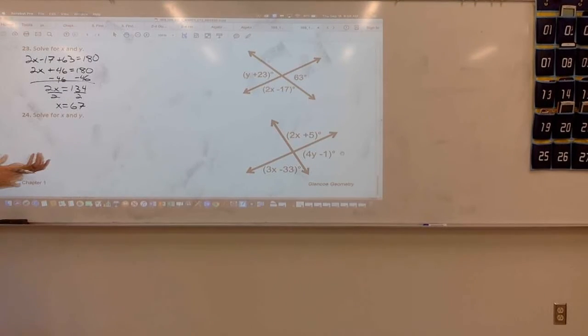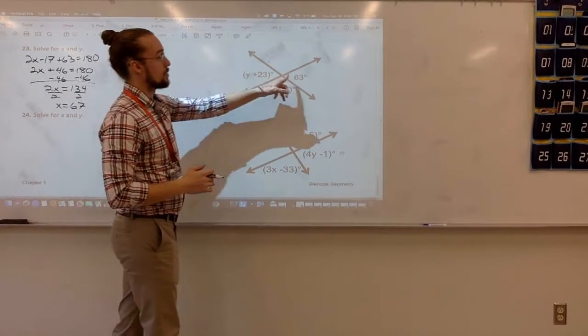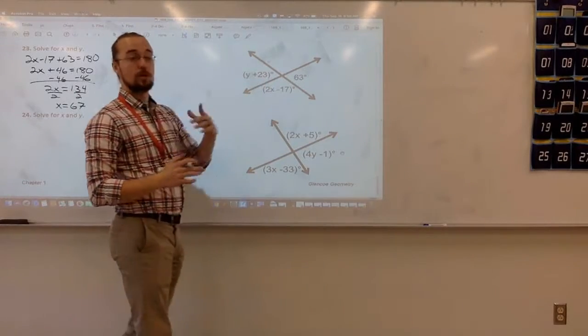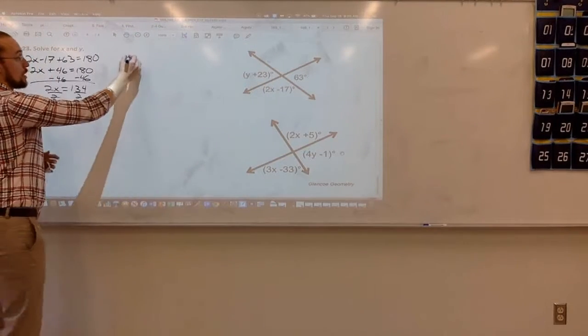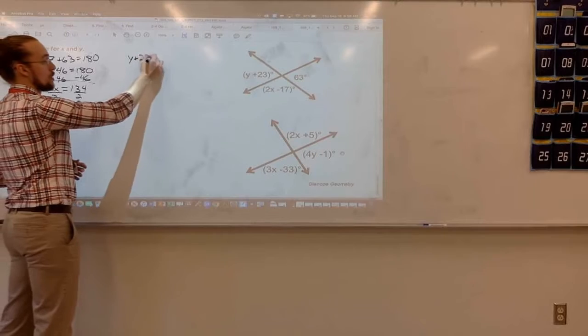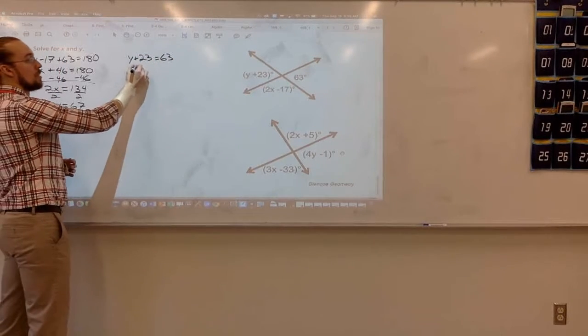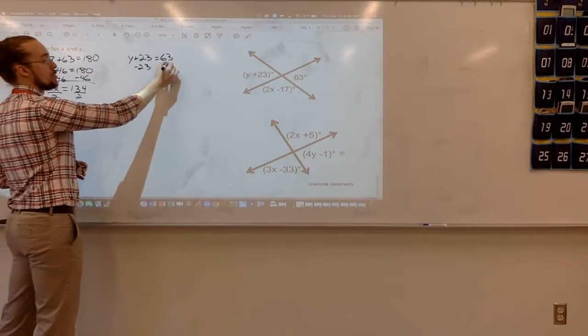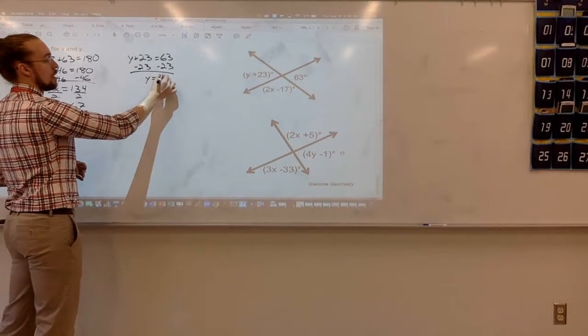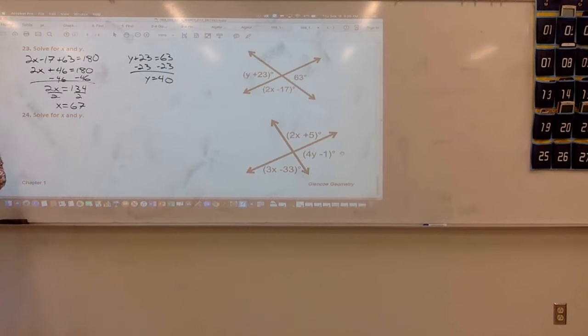Then, to solve for y, well, I can say these two angles are vertical angles. So I can say y plus 23 equals 63. Then all I would have to do is subtract 23 and get y equals 40. You okay with that one?